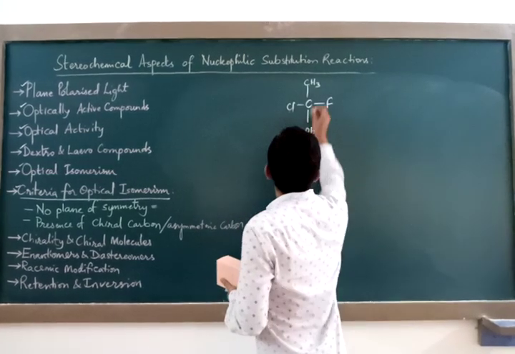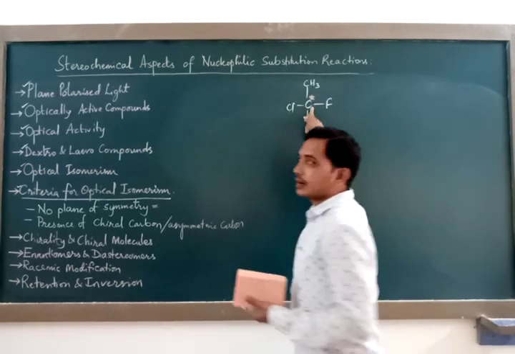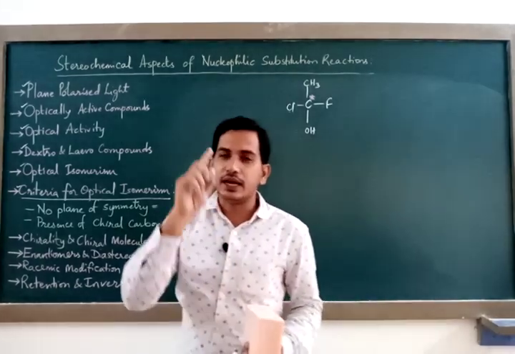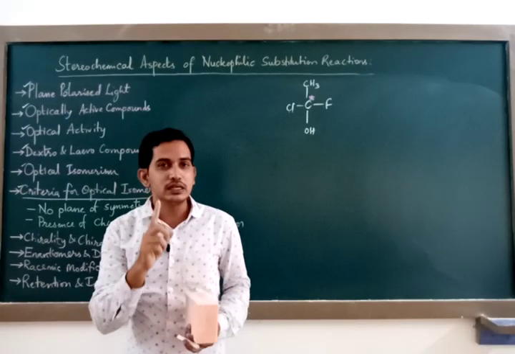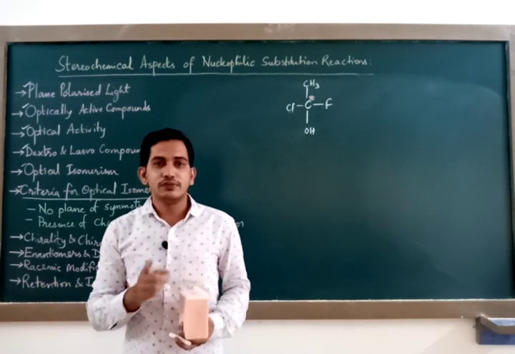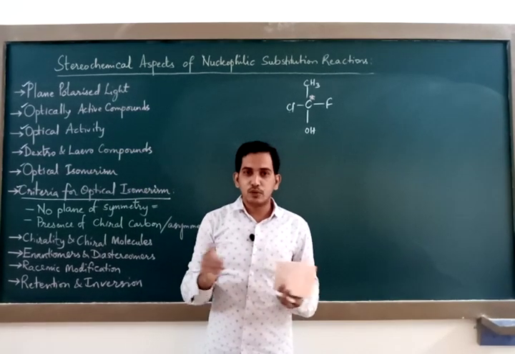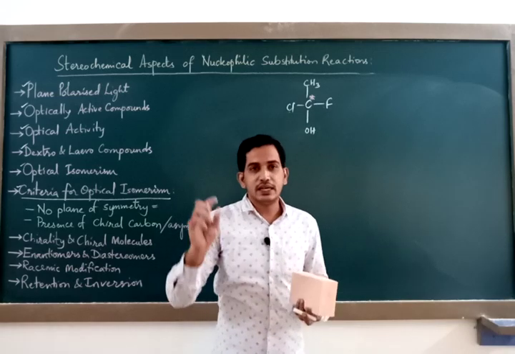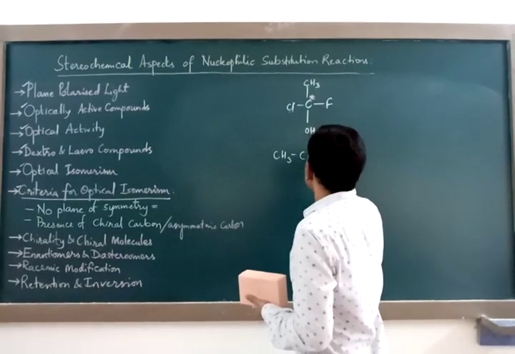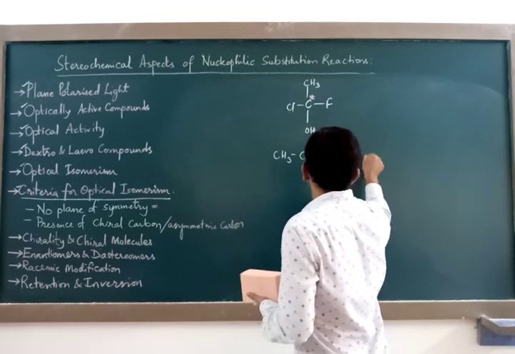An asymmetric carbon atom is indicated by writing an asterisk over that carbon. Understood? For a compound to be optically active, it should contain at least one asymmetric carbon atom. It should not contain plane of symmetry. Many a times you will get confused. Sometimes in the molecule you will see plane of symmetry exists. I will show you one example. See, CH3, CH2, CH, Cl, then CH3.